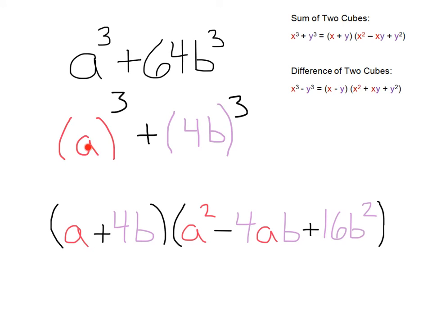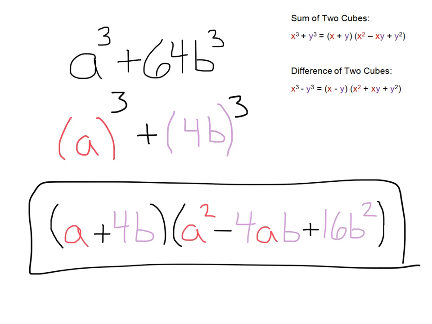And that's going to be a plus, same sign, 4b times a squared minus, opposite sign, a times 4b, and I just wrote 4 times a times b. You could have written 4 times b times a, doesn't matter. But a times 4b, opposite sign, minus 4ab, always positive, plus 4b squared, or 16b squared. Again, that's just coming from our sum and difference formulas up here. That's going to be our final factored answer, and if we were to distribute all of this out, it would bring us right back to a cubed plus 64b cubed.